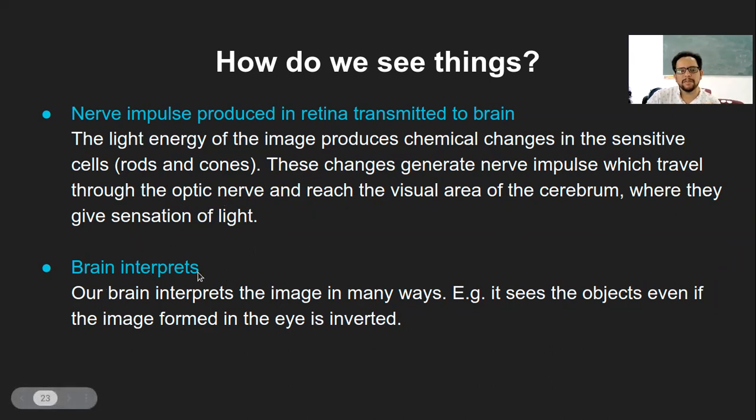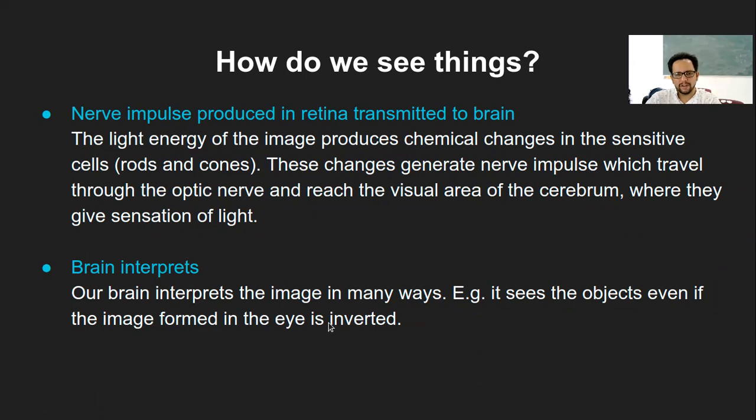That is the part of the brain interpretation. And it sees the object even if the image formed in the eye is inverted. So that means whatever we have seen, the inverted and real image, that's how the brain will interpret that particular information of the signal coming through the optic nerve. So that is just the general mechanism. How do we see things?